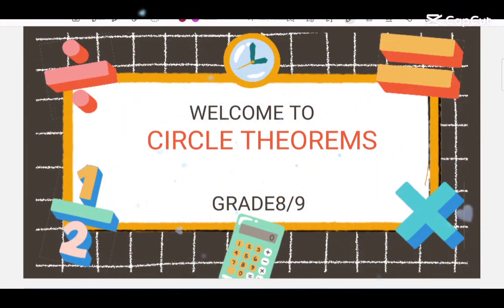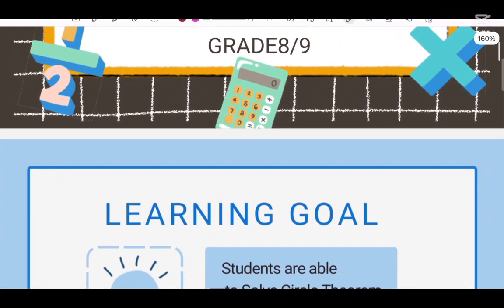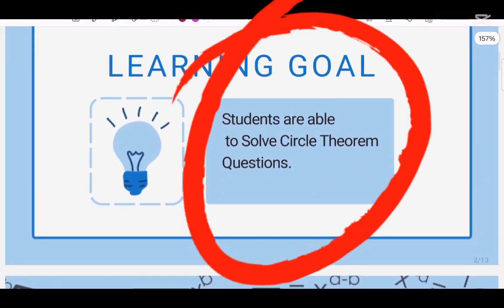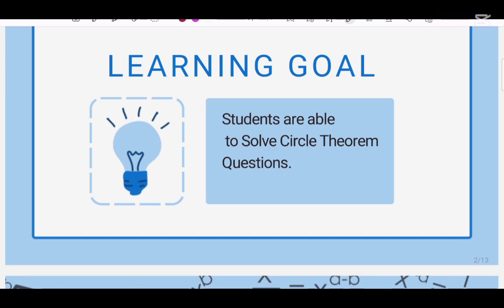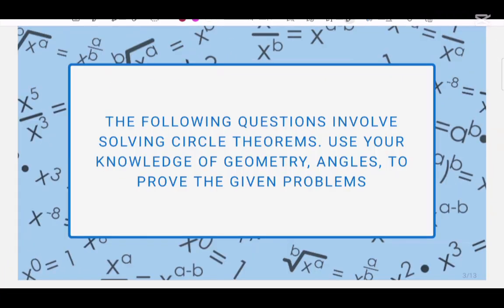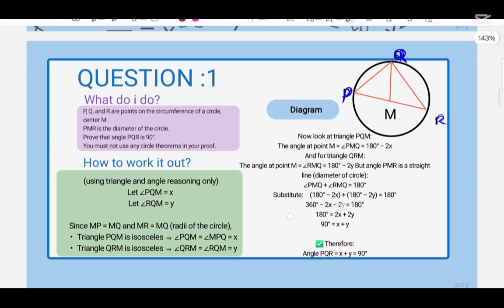So today we will be dealing with circle theorems, and our learning goal is for everybody watching this to be able to solve circle theorem problems. The following questions involve solving circle theorems. Use your knowledge of geometry, angles to prove the given problems. Now let's go to question number one.